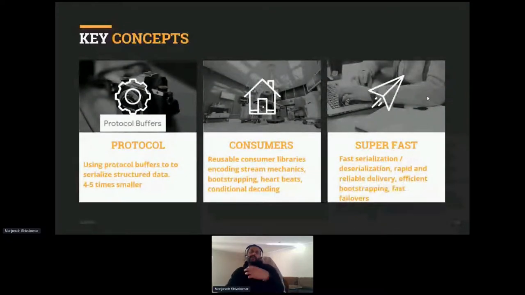We also built some reusable consumer libraries which encapsulated all the business logic that I just explained in the previous slides about how we bootstrap ourselves, so that every consumer doesn't need to reinvent the same wheel across the business. We made sure those patterns were encoded in those libraries, and those libraries were available to all the consumers.